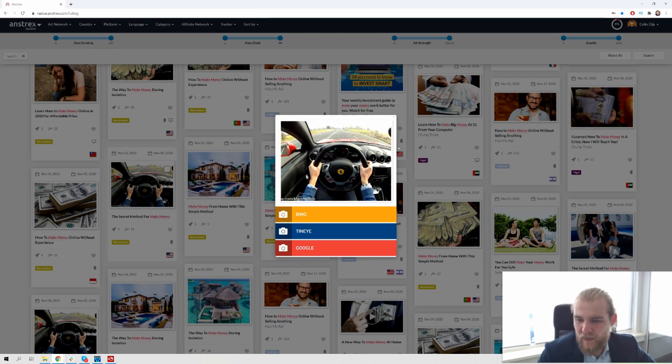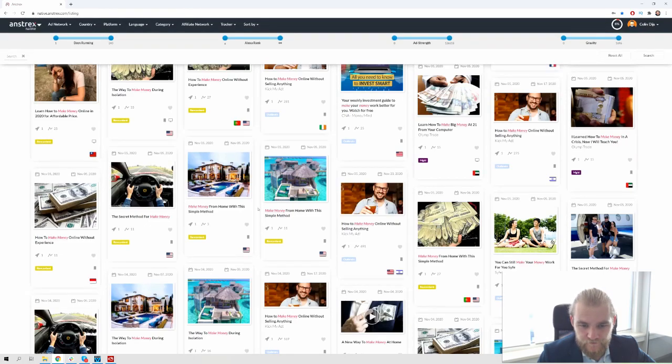Other than that, you can see it's a Ferrari, but it doesn't really have anything to do with making money. This could be somebody who's been rich all his life, and then the user still feels like, I'm never gonna make it, wah, wah, wah. Alright? So, not a great picture there.